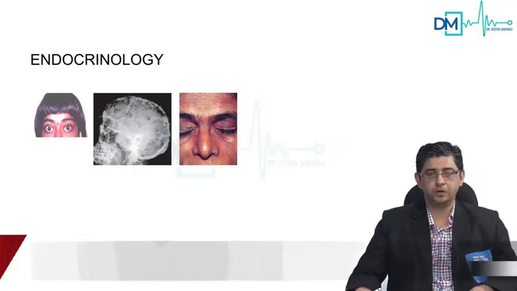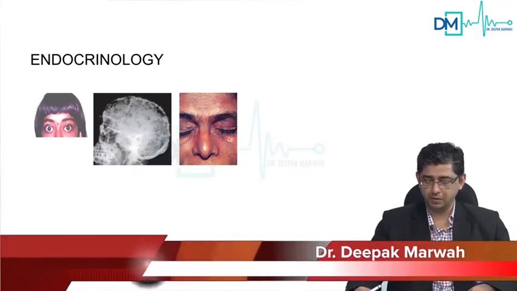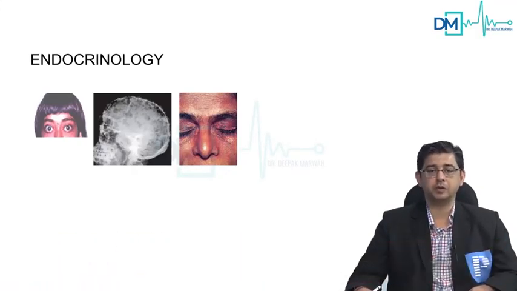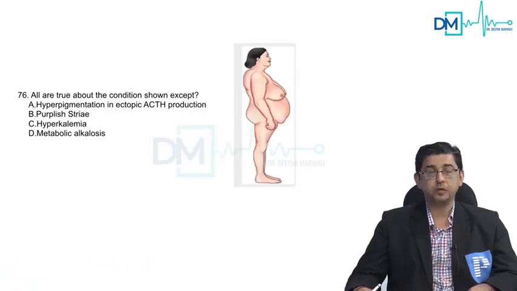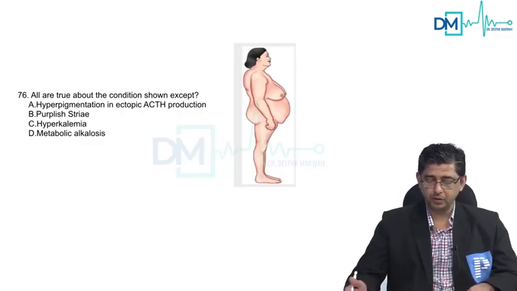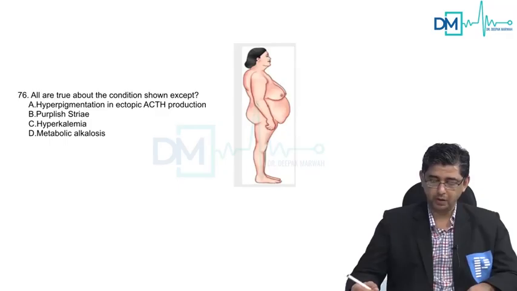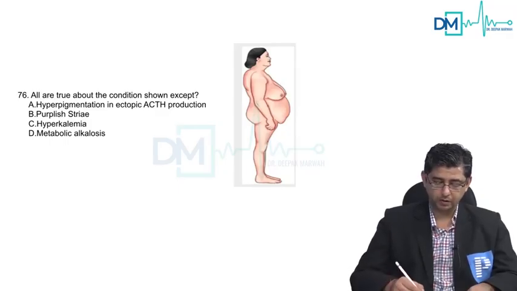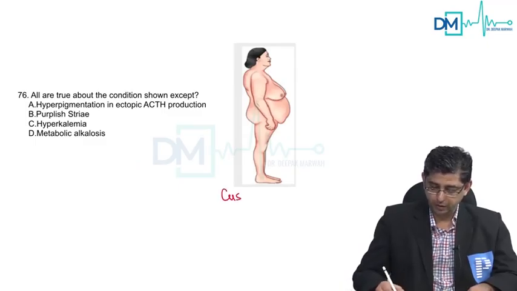Okay guys, we shall be talking about picture-based questions or image-based questions with respect to the topic of endocrinology, about which you would have listened to my lectures. Now, if you look at the first figure, the question says all are true about the condition shown except. So, in this particular picture, you can notice that the image is trying to show you the presence of Cushingoid appearance of the patient.